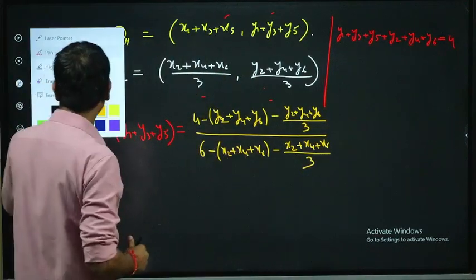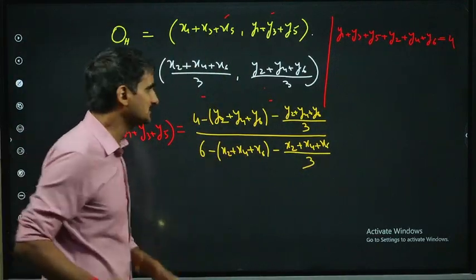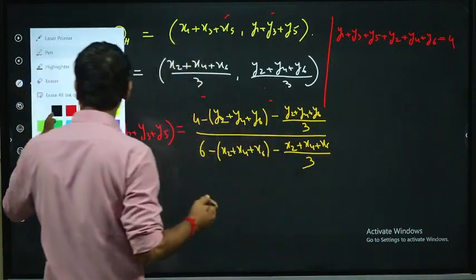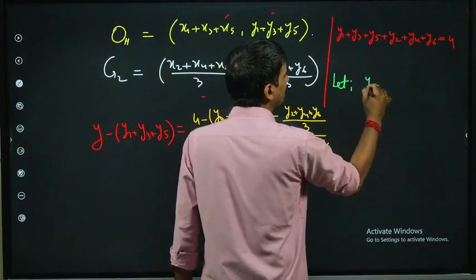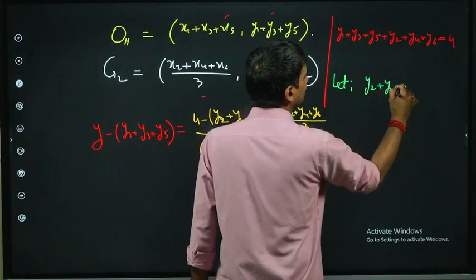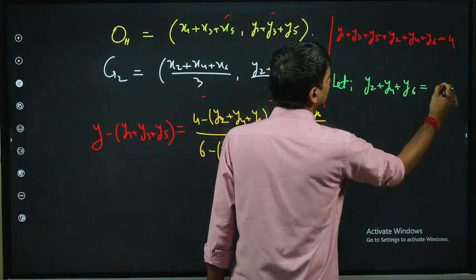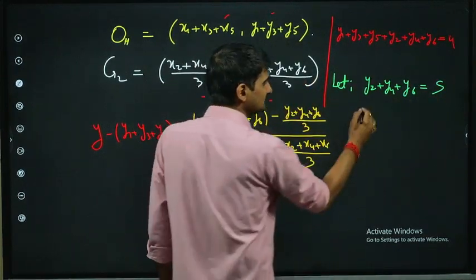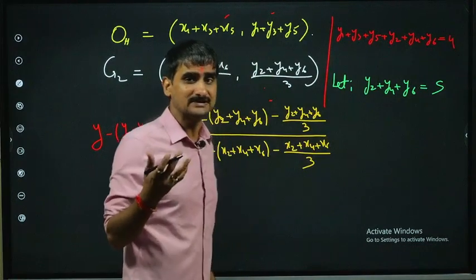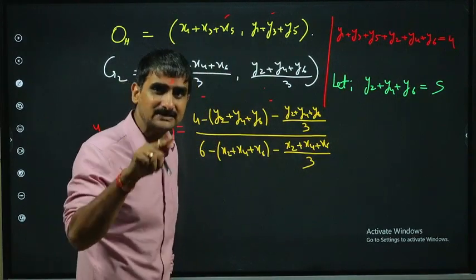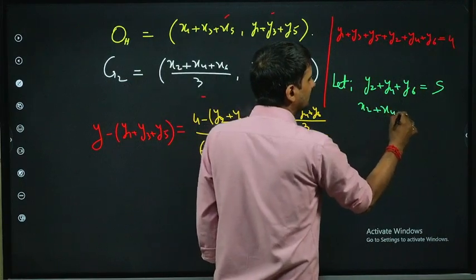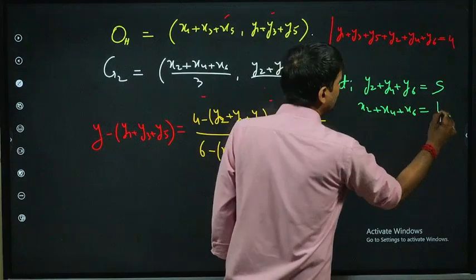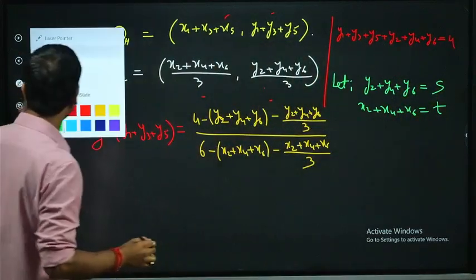Now see, instead of continuing with these terms, let us replace y2 plus y4 plus y6 by some number s, because these are fixed points. And then x2 plus x4 plus x6 by t. Now, let's simplify in terms of s and t.